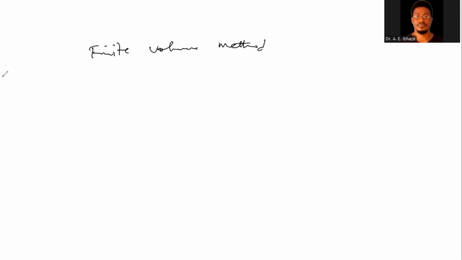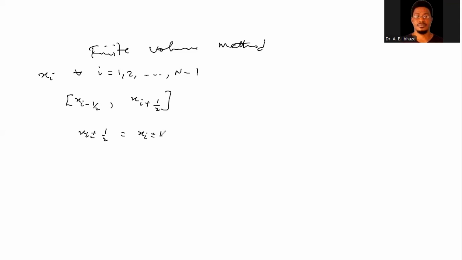And here we want to define control volume. So for each interior node, say S sub I, having elements of 1, 2, all the way to n minus 1, we define the control volume such that S sub I minus 1/2 and S sub I plus 1/2. So we also have that S sub I plus or minus 1/2 is the same as S sub I plus or minus H over 2.